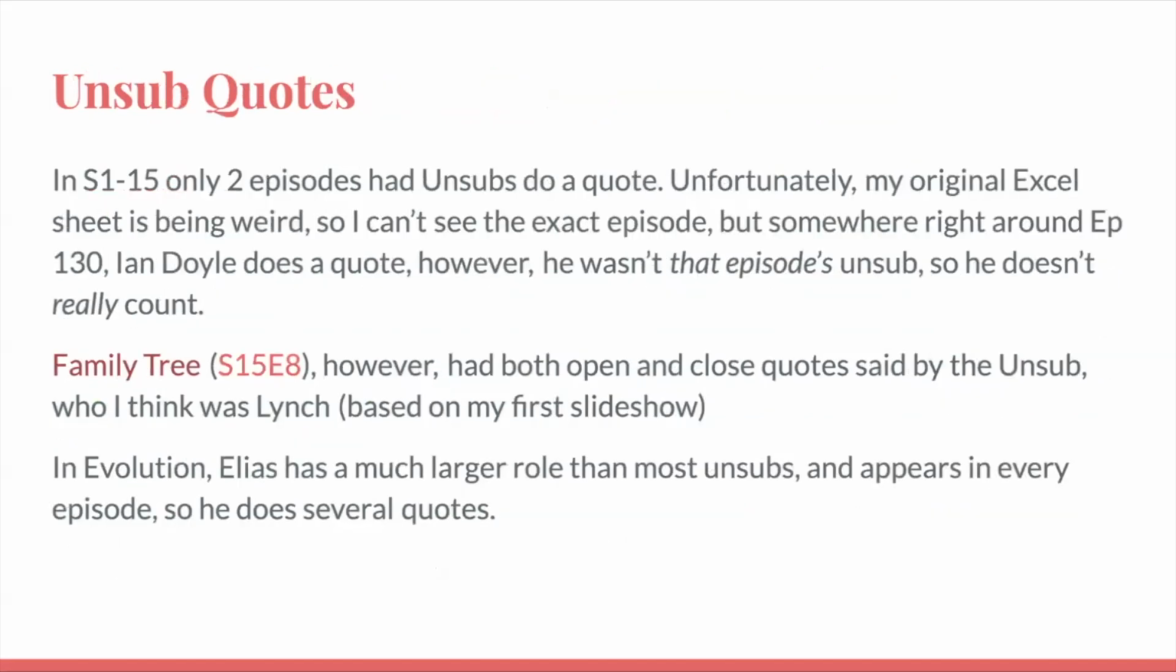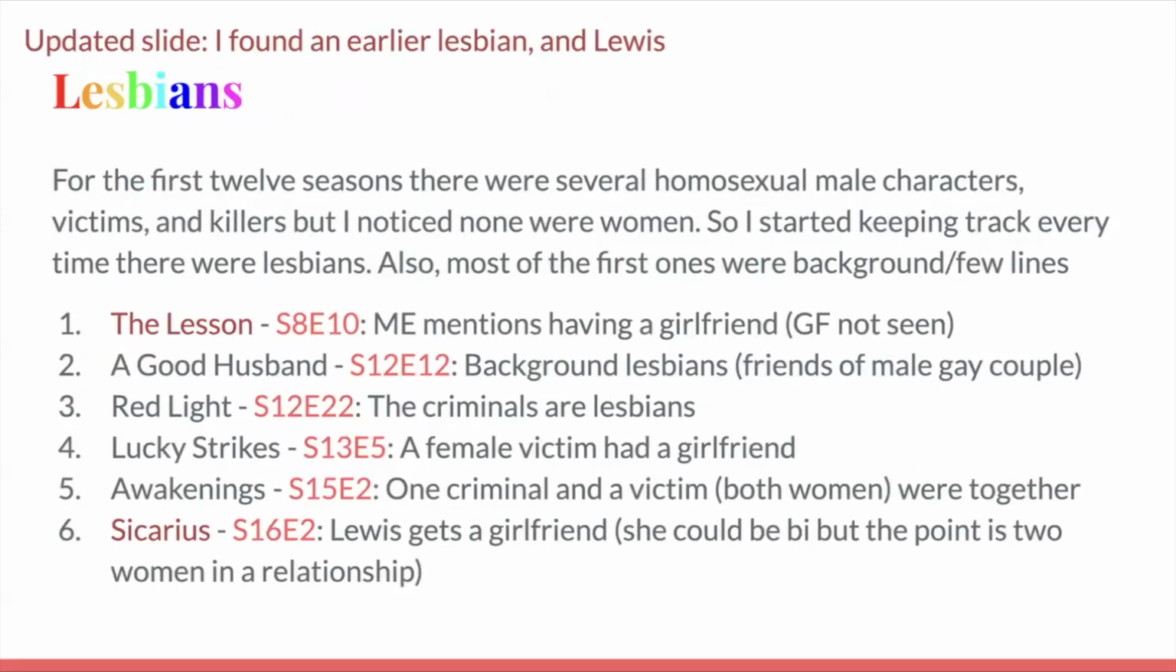Unsub quotes. So, season 1 to 15, only 2 episodes had unsubs do a quote. My original Criminal Minds Excel sheet's being weird, and I can't open it, which is why I have not been working on the interactive graph thing. So I can't see the exact episode, but somewhere right around episode 130, Ian Doyle does a quote. However, he was not that episode's unsub, so he doesn't really count. Family Tree also had open and close quotes said by the unsub, who I believe was Lynch. And in Evolution, Elias had a much larger role than most unsubs and appears in every episode, so he does several quotes.